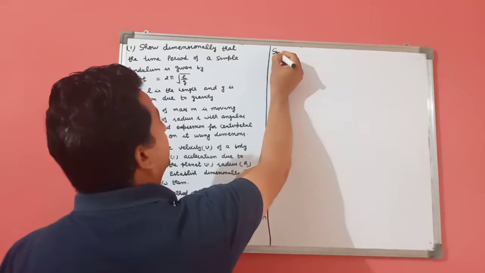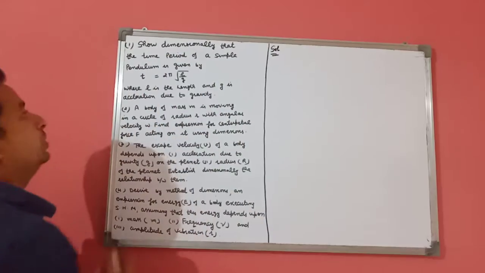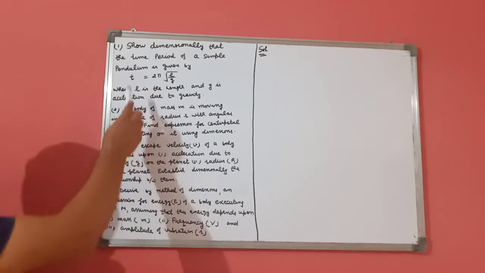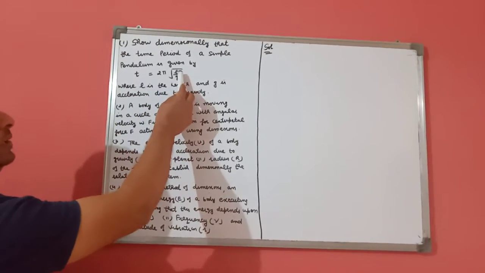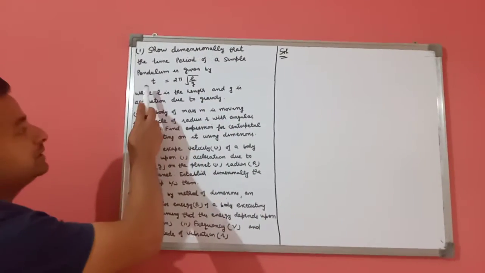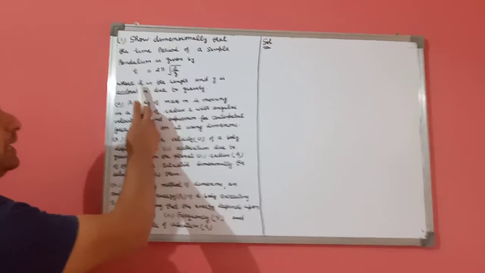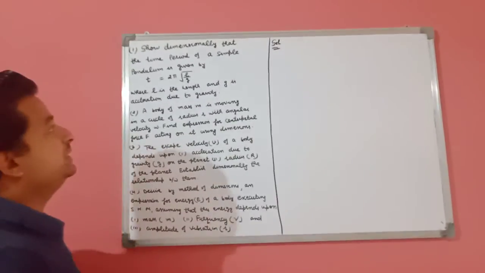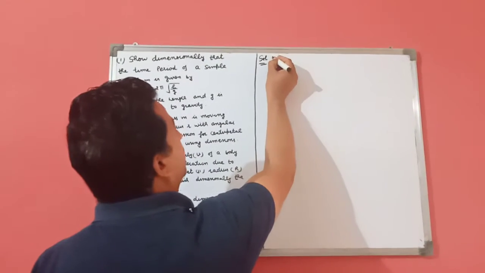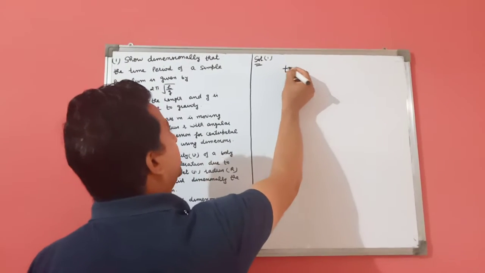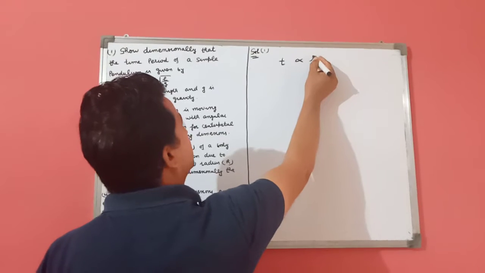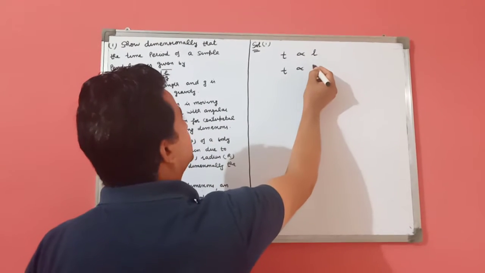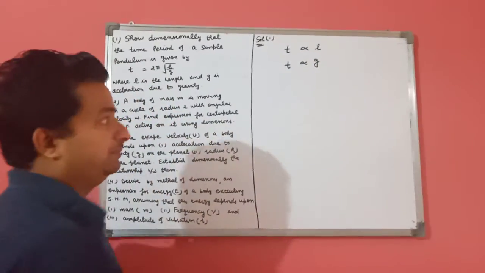The first relation is: show dimensionally that the time period of a simple pendulum is given by T is equal to 2 pi under root L by g. In this, T is the time period, L is the length, and g is the acceleration due to gravity. This means that the time period of a simple pendulum T depends on its length. Second, it depends on the acceleration due to gravity.